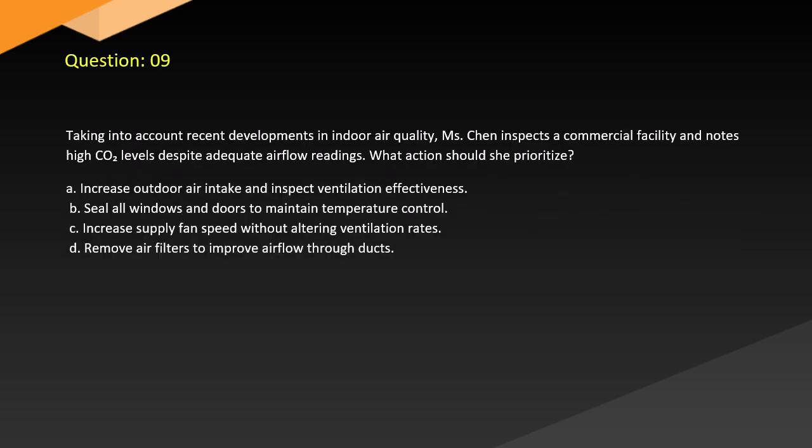Question 9. Ms. Chen inspects a commercial facility and notes high CO levels despite adequate airflow readings. What action should she prioritize? A. Increase outdoor air intake and inspect ventilation effectiveness. B. Seal all windows and doors to maintain temperature control. C. Increase supply fan speed without altering ventilation rates. D. Remove air filters to improve airflow through ducts.